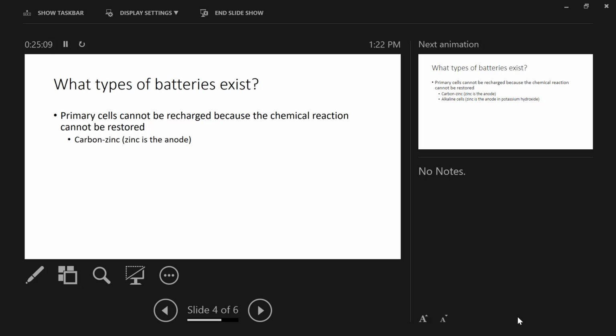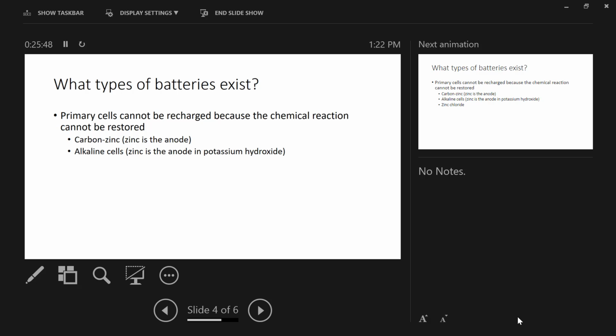And what types of elements accept electrons? Non-metals. So that makes carbon a non-metal, and it is, although we can build these in really complicated ways. All right. So this is a type of primary cell. Once zinc has given up its electrons, you cannot get it to take them back. Okay? Alkaline cells. Zinc is still the anode here, but you use potassium hydroxide as the electrolyte.